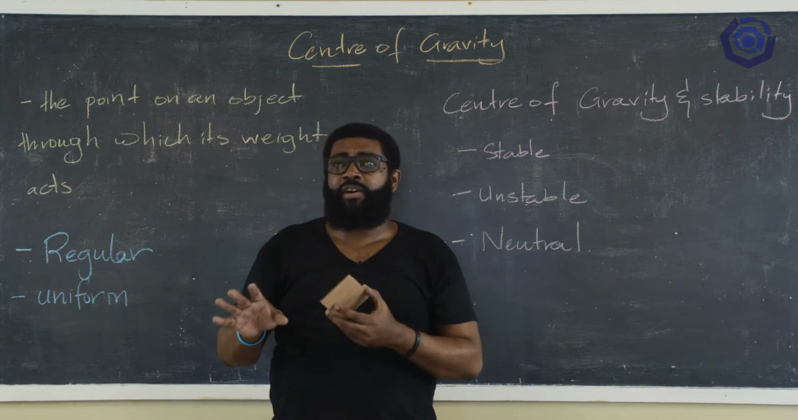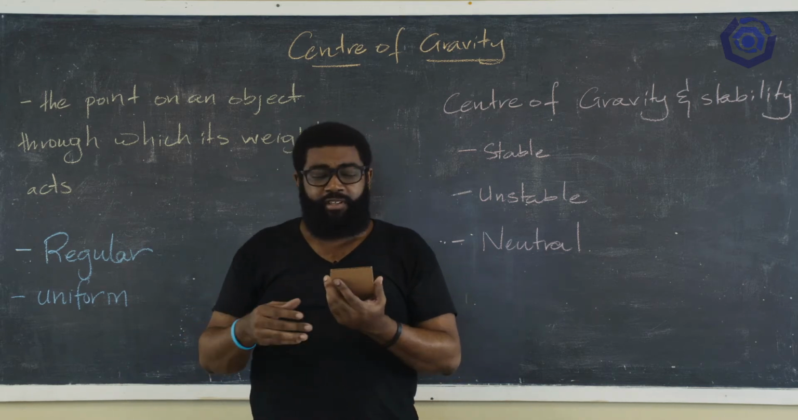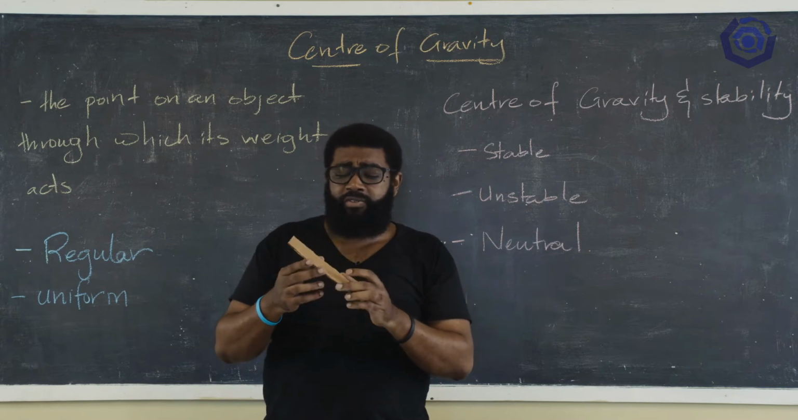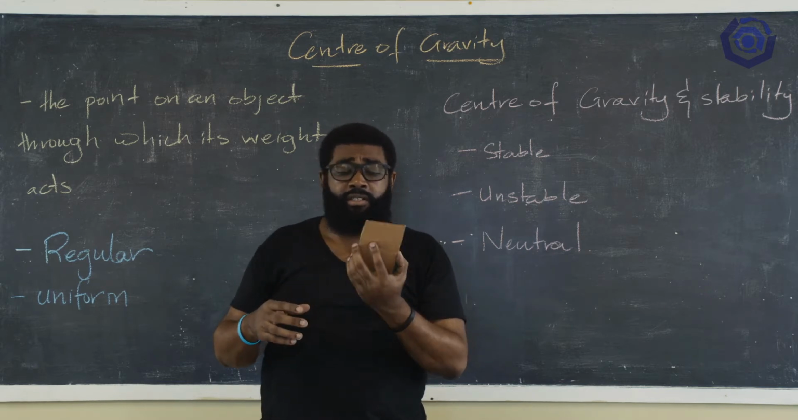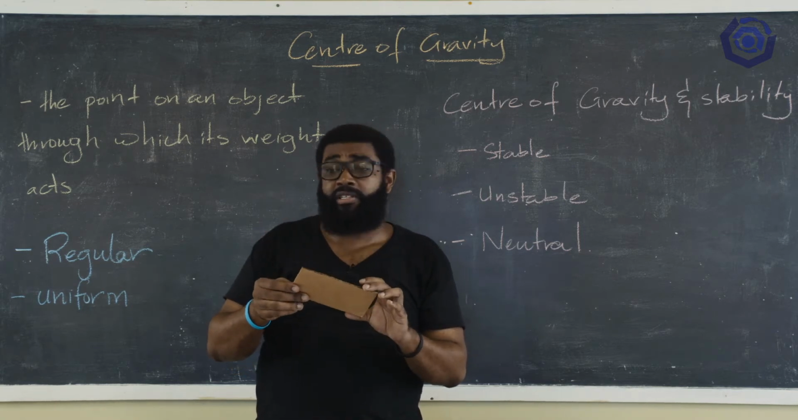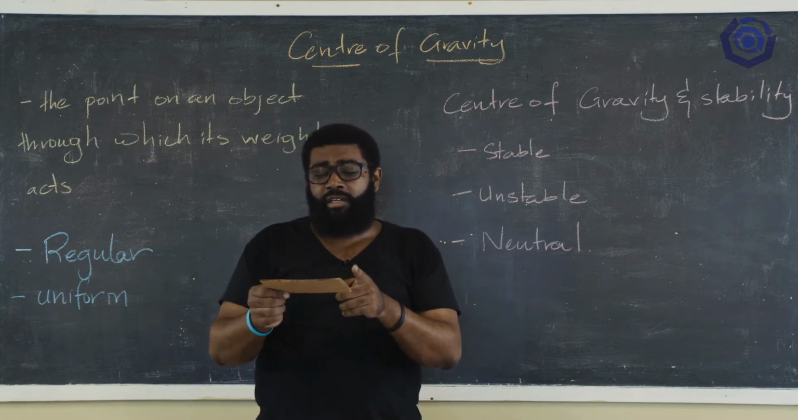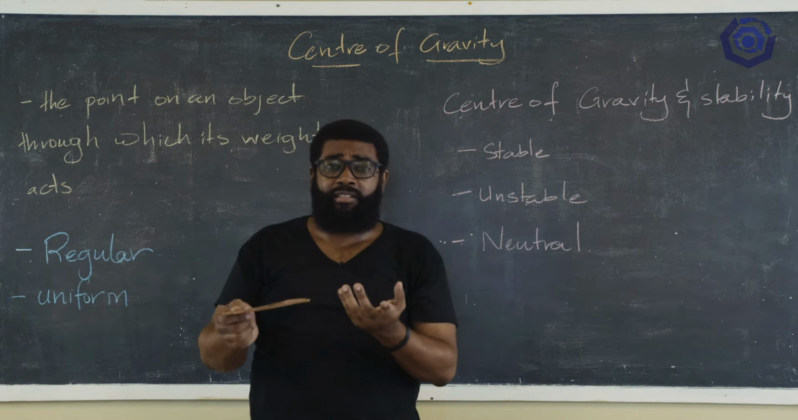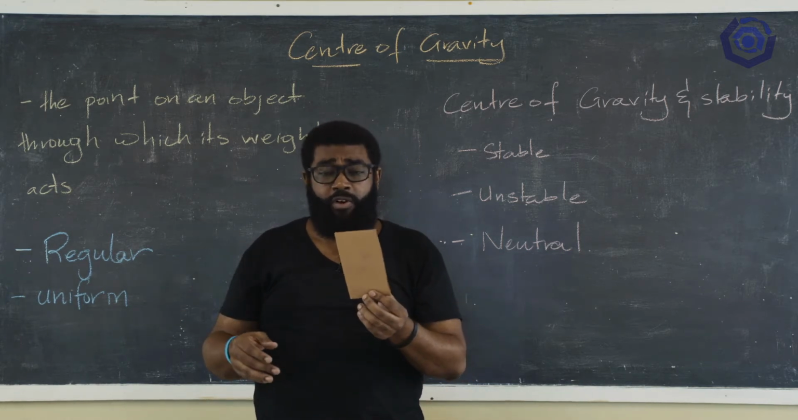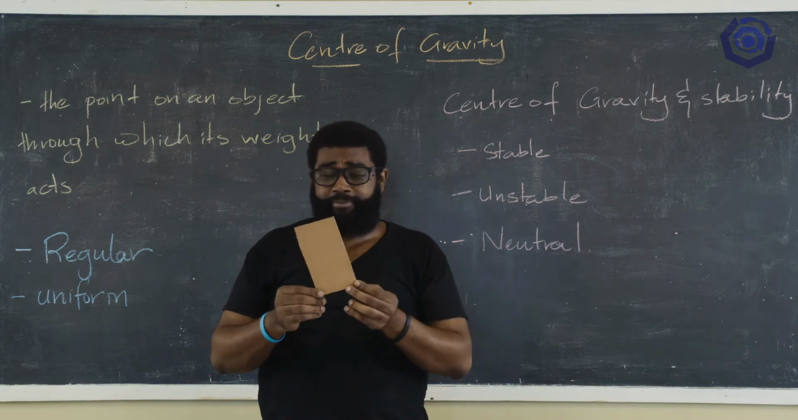Now, these factors are very important because if an object is irregular or if it is non-uniform, you will find that its center of gravity will not be located at its geometric center. Its center of gravity will be located elsewhere. Essentially, if one side of this cardboard had more mass than the other, the center of gravity would move to the side that has the greater mass. So, regular and uniform, 2 factors which influence where an object's center of gravity would be located.